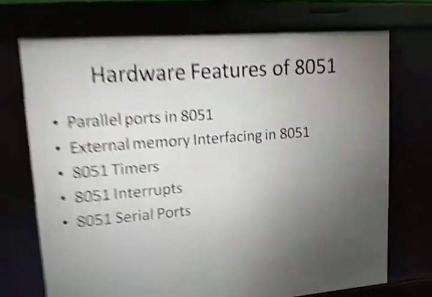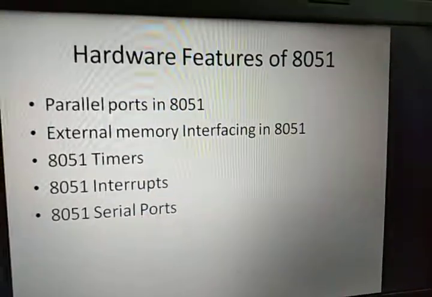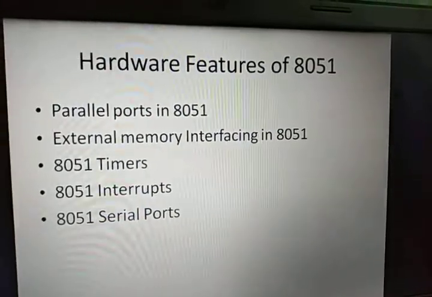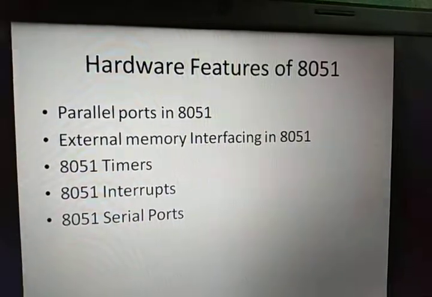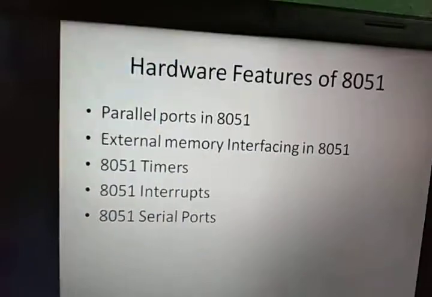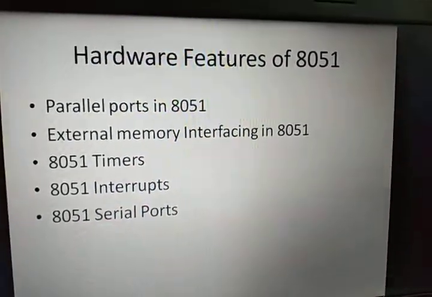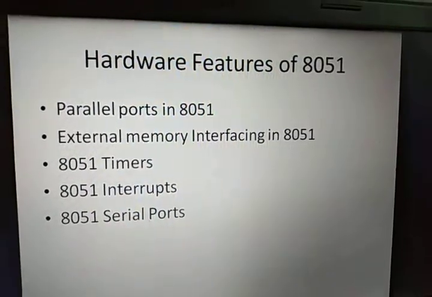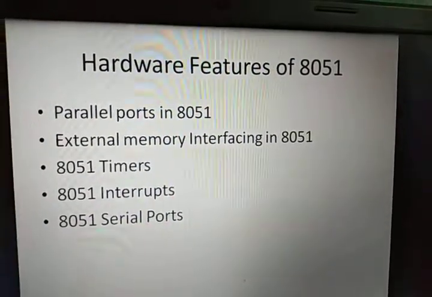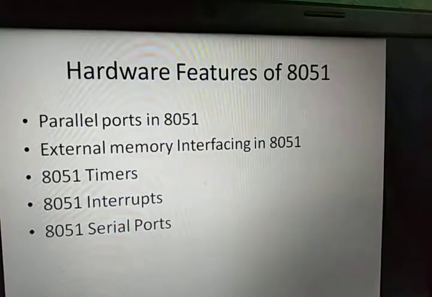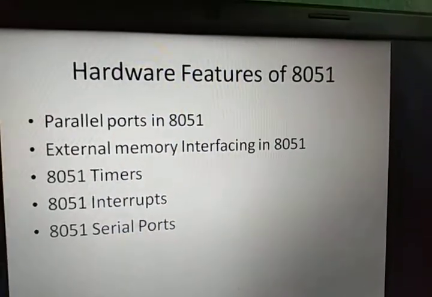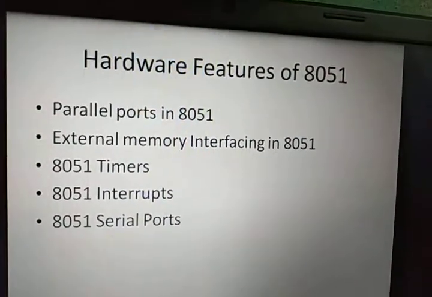Today we will discuss hardware features of 8051. Under the hardware features, we are going to discuss how the 8051 microcontroller interfaces with the external environment. For this, we have five things. The first one is parallel ports in 8051, then external memory interfacing, and timers, interrupts, and serial ports. Let us go one by one.